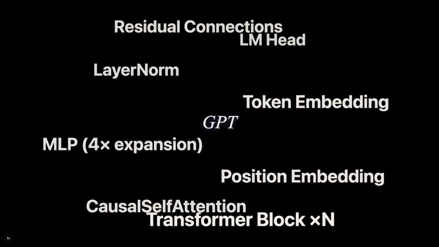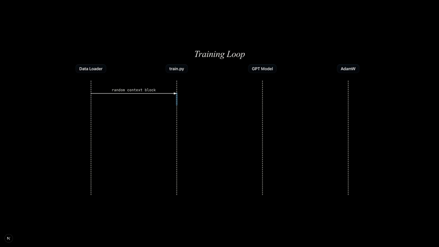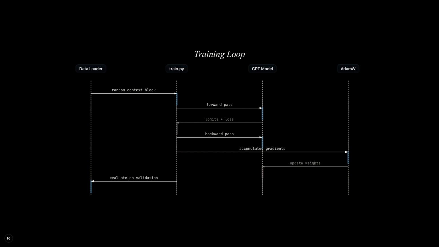Here's how a training iteration works. The data loader samples a random block of context from the memory-mapped binary file. The training script feeds that batch through the model in a forward pass, getting back logits and a cross-entropy loss. Then we run a backward pass to compute gradients. The training script accumulates gradients over multiple micro-batches to simulate larger batch sizes, then passes them to the AdamW optimizer, which updates the model weights. Periodically, we evaluate on the validation set to track how well the model generalizes.